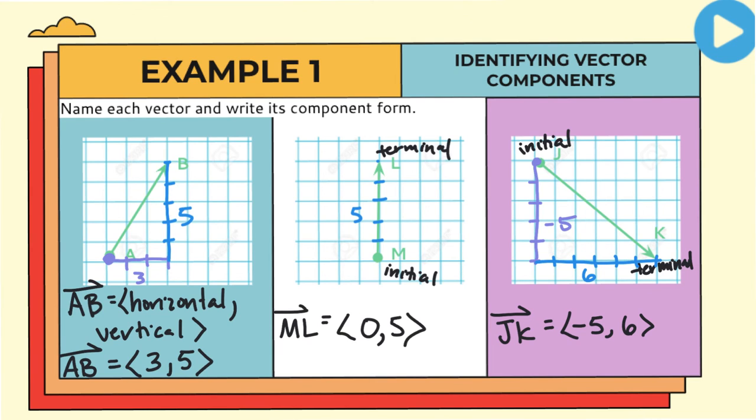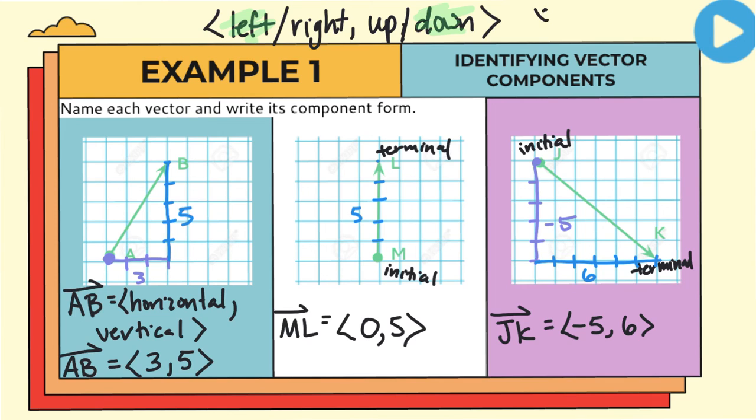So to summarize, the first part of your component form is your left or right part. And then the second part is your up or down part. But keep in mind, if you're moving either to the left or down, you're going to need negatives. So those are negative movements.